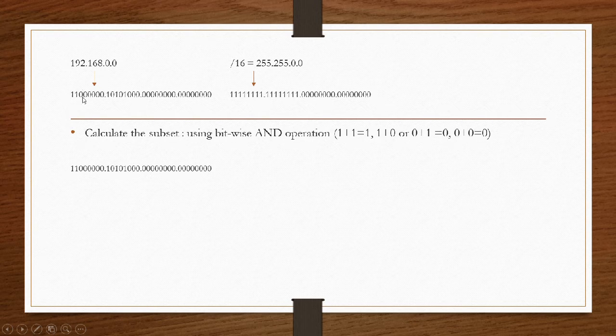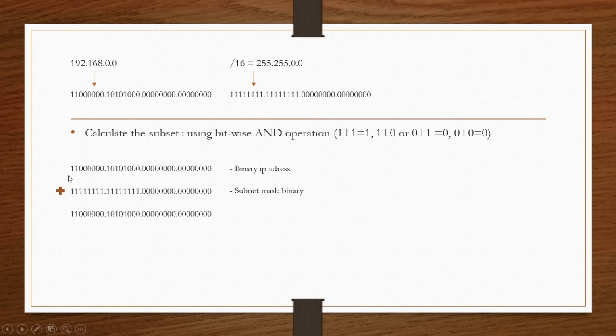So first step, we take the binary IP address, and then we take the subnet mask binary, this one, and then we calculate it. For example, 1 AND 1 is equal to 1 by using this rule. 1 AND 1 is equal to 1, and 0 AND 1 is equal to 0. 1 AND 0 is equal to 0, 0 AND 1 is equal to 0, and last one, 0 AND 0 is equal to 0.